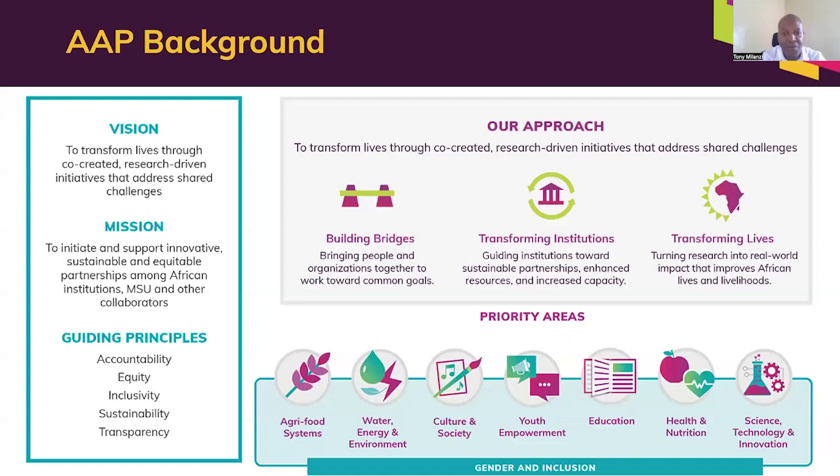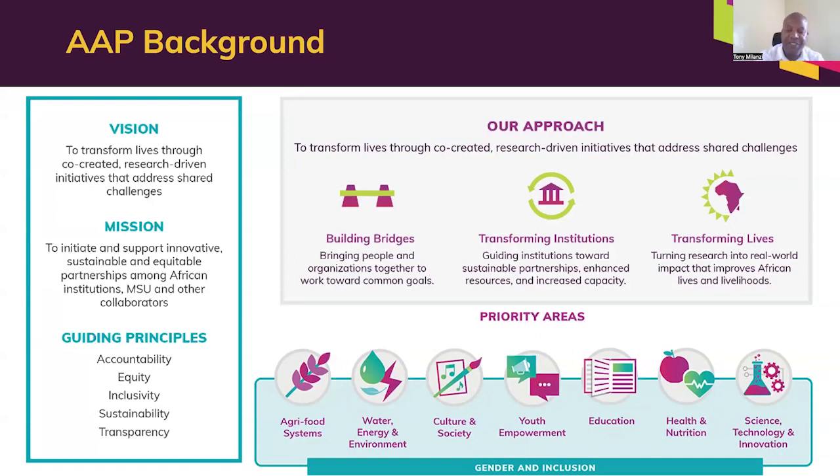Yeah. So as a consortium, our vision is to transform lives through co-created, research-driven initiatives that address shared challenges. And our mission is to initiate and support innovative, sustainable, and equitable partnerships among African institutions, MSU, and other collaborators. We are guided by 5 principles: accountability, equity, inclusivity, sustainability, and transparency. And we have 3 pillars that guide our approach to the work that we do.